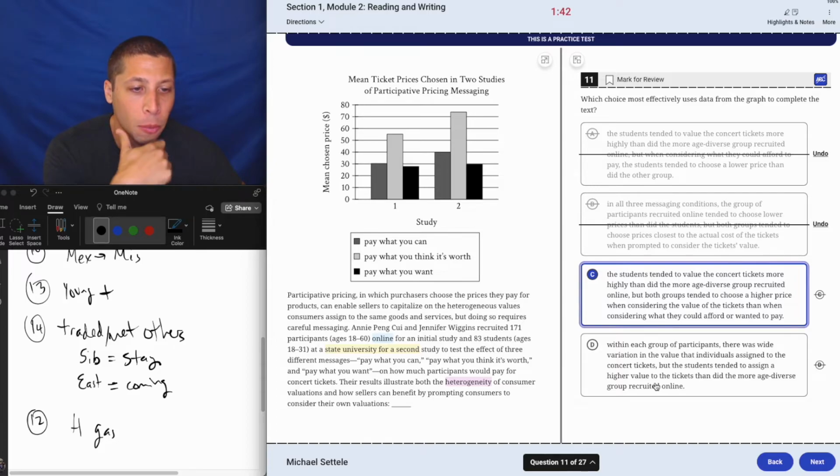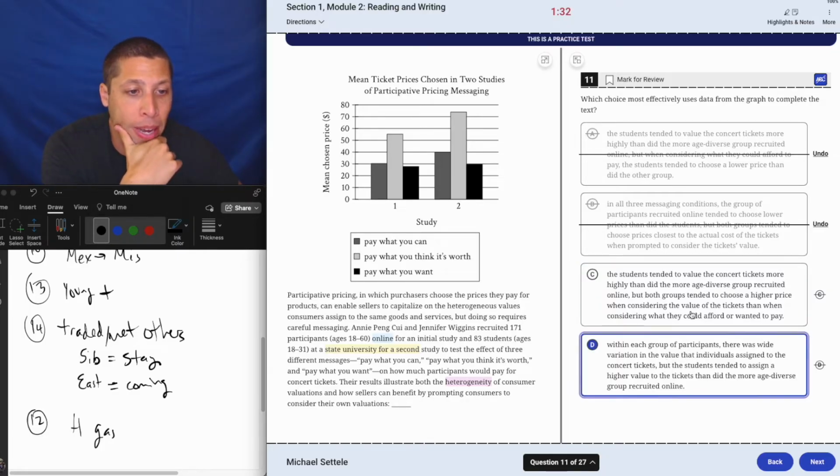That seems true. Within each group of participants, there was wide variation in the value that individuals assigned to the concert tickets, but the students tended to assign a higher value to the tickets than did the. Okay, I think this is it. I think this is a trap. Because the results illustrate both the heterogeneity of consumer valuations and how sellers can benefit by prompting consumers to consider their own valuations. So the heterogeneity means there's a difference. There was wide variation. Maybe this is the trap. Wide variation. Assign a higher value.